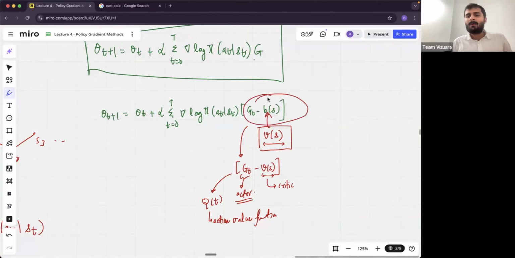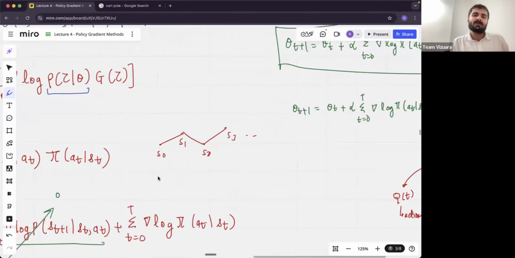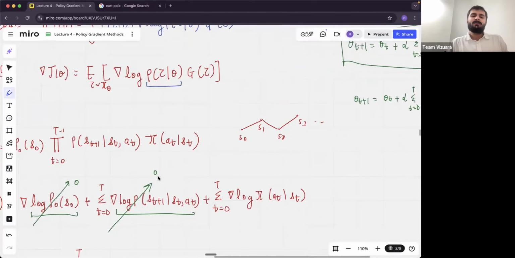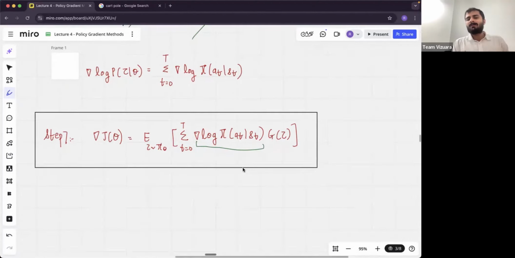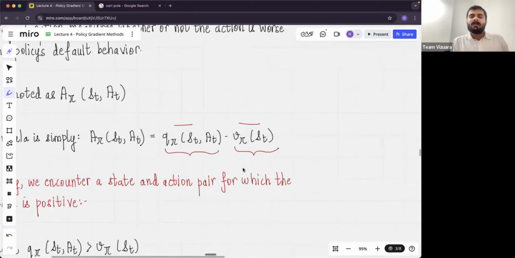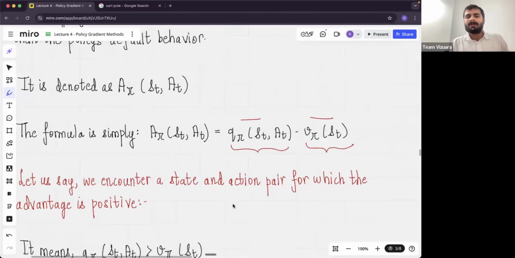They replace this entire block with A of t, where A is called the advantage. So they don't write G of t and V of s separately, but that entire block is represented by A of t, which is the advantage function. So you might see in a lot of books or papers that this G of tau is replaced by A of t. So you shouldn't be confused about what this A is and where it is coming from. This A is called the advantage.